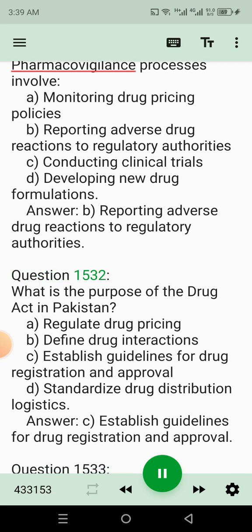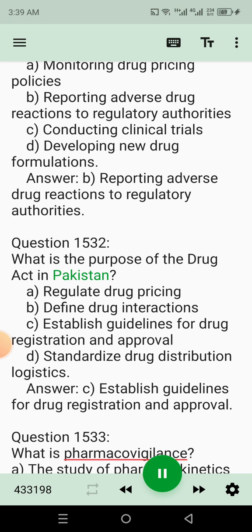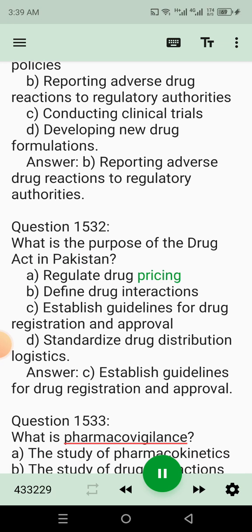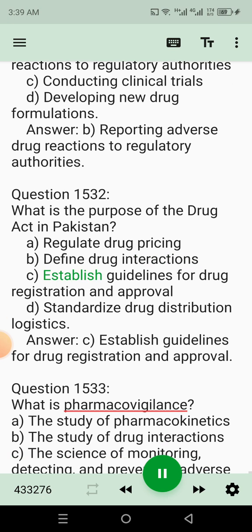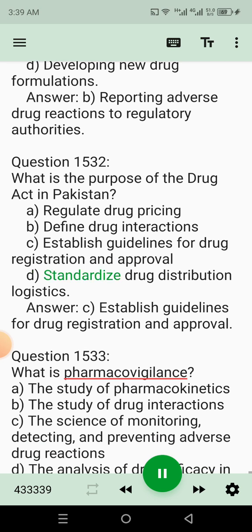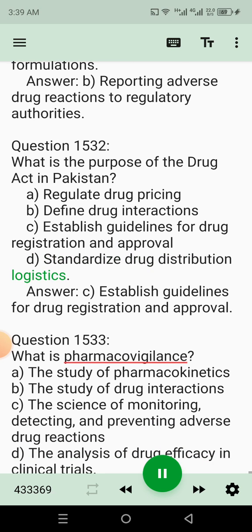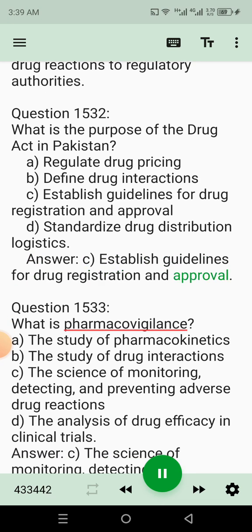Question 1532. What is the purpose of the Drug Act in Pakistan? A. Regulate drug pricing. B. Define drug interactions. C. Establish guidelines for drug registration and approval. D. Standardize drug distribution logistics. Answer. C. Establish guidelines for drug registration and approval.